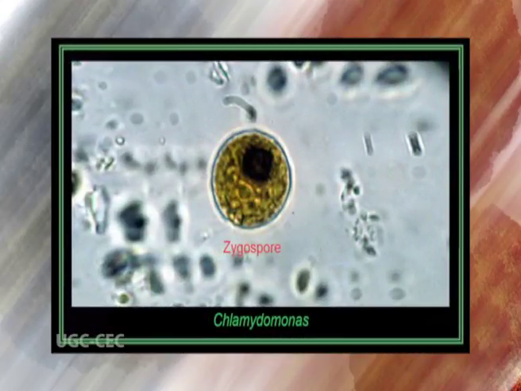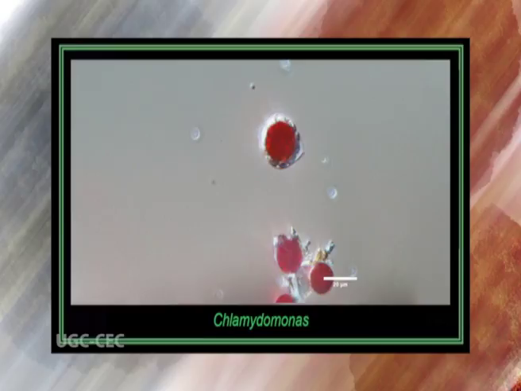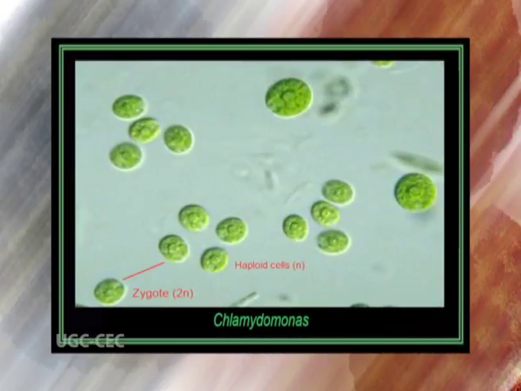The zygote is diploid, formed by the fusion of gametes. It secretes a thick wall, which is smooth or ornamented, and accumulates a large amount of oils and starch. This thick-walled inactive zygote is called a zygospore. Zygospores are red in color due to the presence of a pigment called hematochrome. It survives long periods of unfavorable conditions and becomes active on the approach of the favorable season.